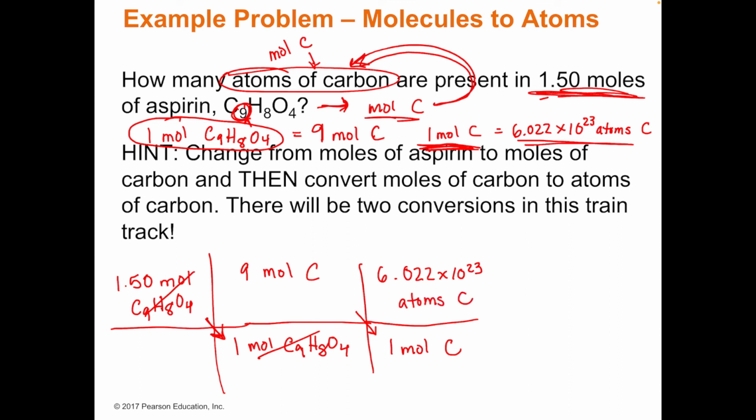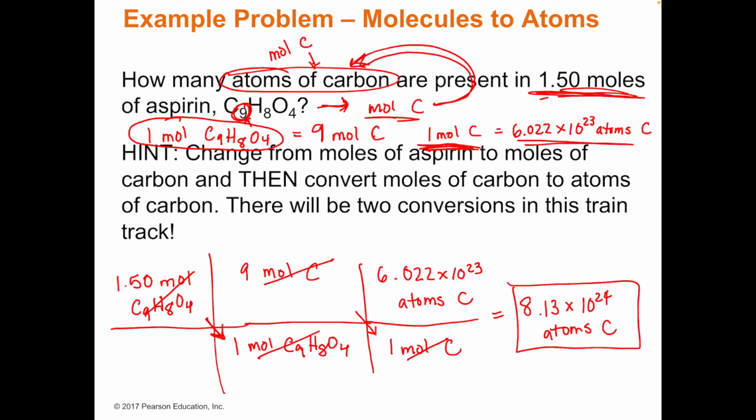Then we can double check, and we'll see moles of carbon cancels moles of carbon. We're left with atoms of carbon on the top, which is what we were trying to find. That tells us that we're done. So we can go ahead and multiply all of this out, and we will get 8.13 times 10 to the 24th atoms of carbon.